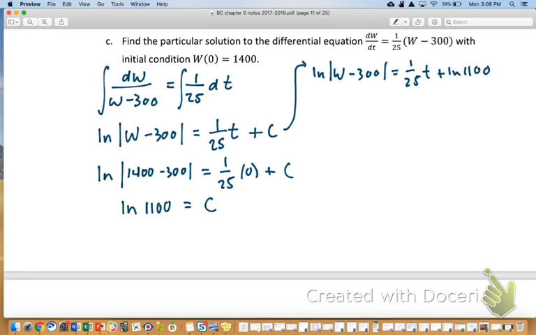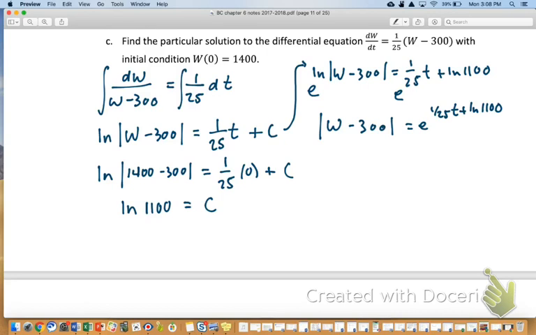Now I'm going to try to solve for w. This again is going to involve an e. They don't always involve e's, but the ones we've done today have. So I'm going to e both sides. This will give me absolute value, w minus 300 equals this whole right side. Now how do we evaluate the absolute value of w minus 300? The initial condition. Yeah.